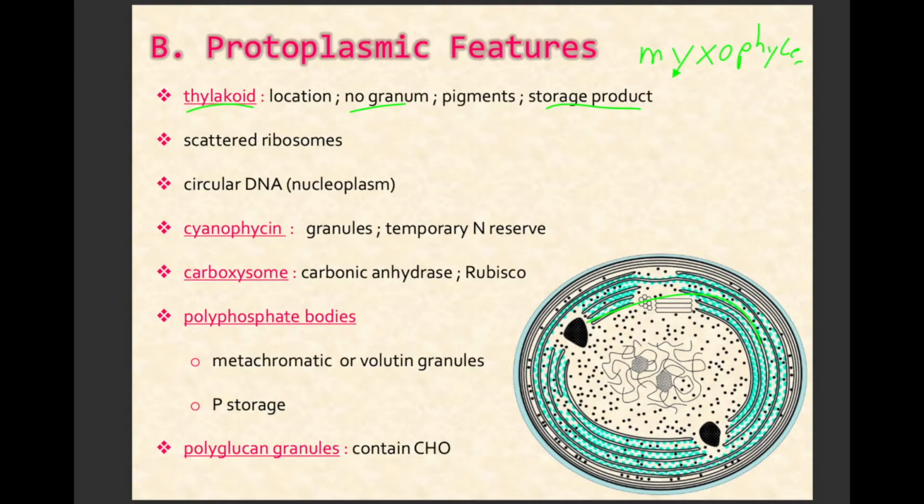myxophycean starch. Don't mind the many arrows. Anyway, so that's your myxophycean starch. I use green because they are blue-green algae. So your myxophycean starch is the main storage product aside from glycogen.